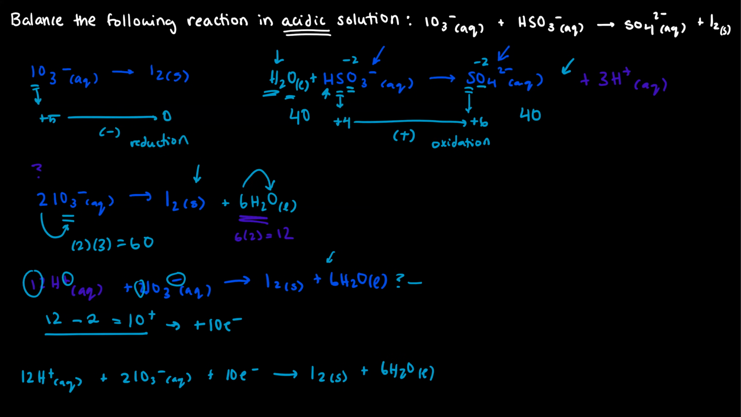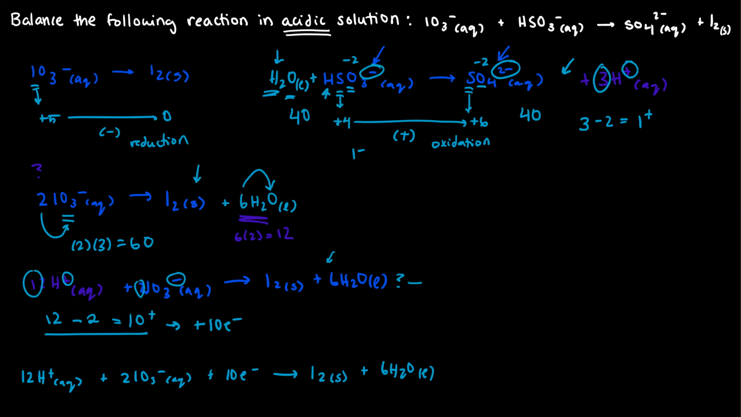Now for our oxidation half reaction, we need to do something similar. If we look over here on the right side, we have a 2 minus charge and 3 times this 1 plus charge. So we have 3 minus 2 equals 1 plus on the right side of the reaction. And if we look on the left side of the reaction, we have a 1 minus charge over here. So on the left side, we have 1 minus.